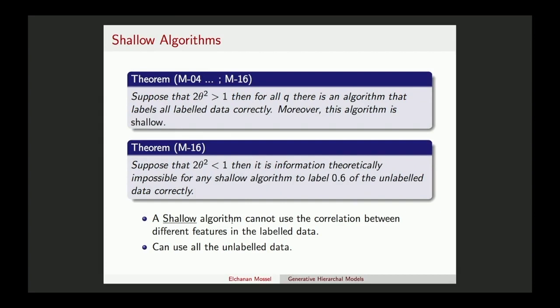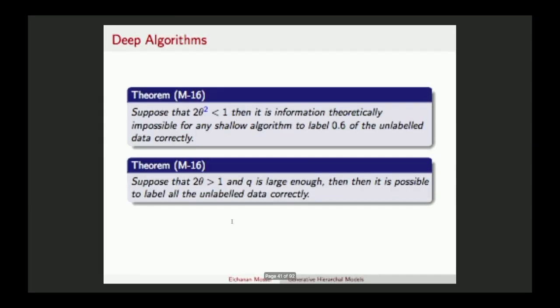Okay, so we understand shallow algorithms. So what about deep algorithms? Surprise, surprise: the same phenomenon that we've seen before, that a deep algorithm outperforms a shallow algorithm, doesn't just happen for the problem of reconstruction of the root, it also happens for the problem of reconstruction of the tree. We said before, if 2 theta squared is less than 1, then it's information-theoretically impossible to label more than random, essentially. And if 2 theta is bigger than 1, and if Q is large enough, then it is possible to label all the unlabeled data. So what is happening here? There's an interval of the parameters where we can prove, and it has nothing to do with the algorithm, that no matter which shallow algorithm you're using, you're not going to do better than random. You're just going to fail in labeling the unlabeled data.